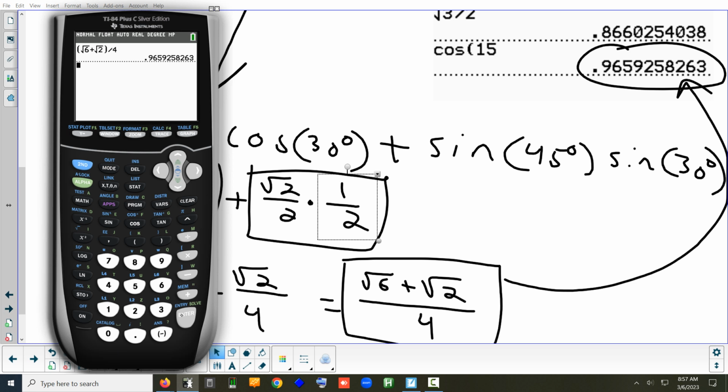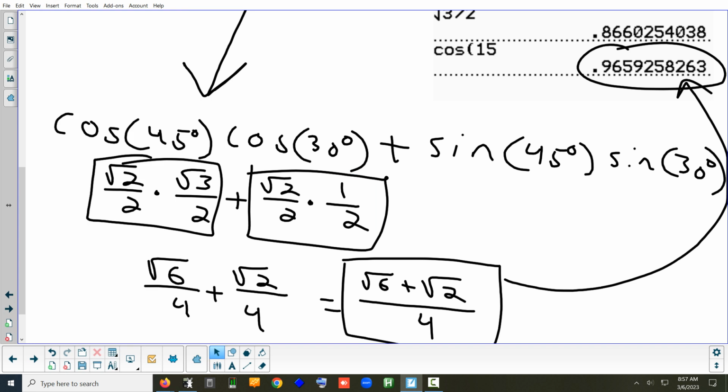Okay, so my graphing calculators, they can't give you this answer when you type in this problem. They're going to always give you a decimal. But the decimal's still handy because you can double check if the answer you got is correct.